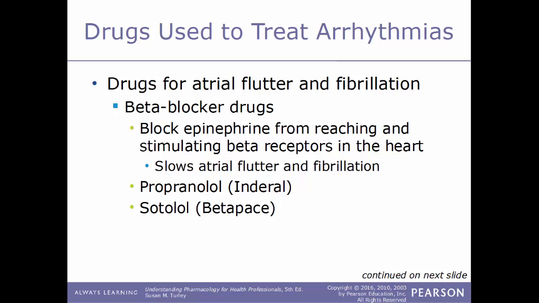Types of drugs that are used to treat atrial flutter and atrial fibrillation: you can use beta blockers, because beta blockers will block epinephrine from reaching the stimulating beta receptors within the heart. So this will slow down the amount of fibrillation and the amount of flutter. And some examples of this kind of drug: propranolol, also known as Inderal; sotalol, also known as Betapace.